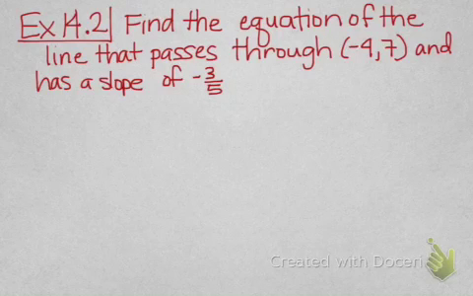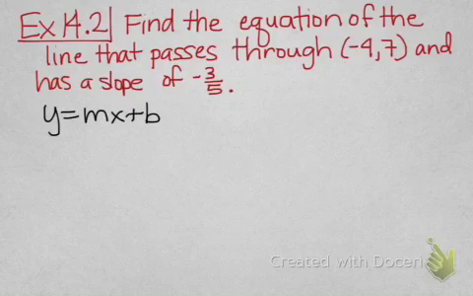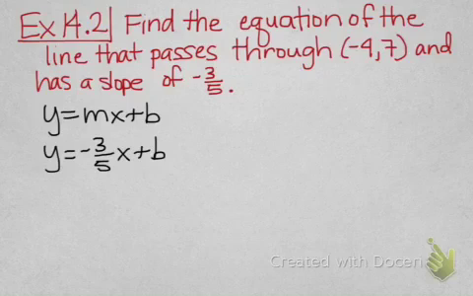Find the equation of the line that passes through (-4, 7) and has a slope of -3/5. You might want to graph this, but you don't need to. So we're going to talk about how you can solve it without graphing. So we'll take our equation, y equals mx plus b. We know the slope already, so we don't need to worry about that. So all we need to do is plug in our points.